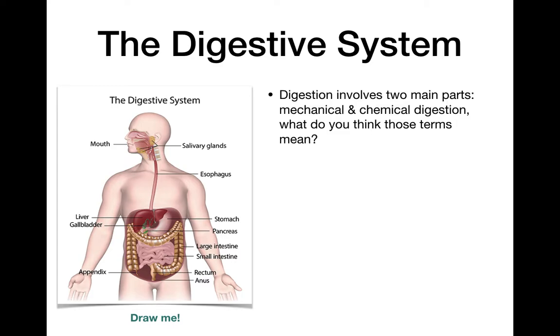Okay, there are 2 main parts or aspects of digestion. You have mechanical digestion and chemical digestion. So those are pretty logical names. Take a minute and think about what you think those names might mean.